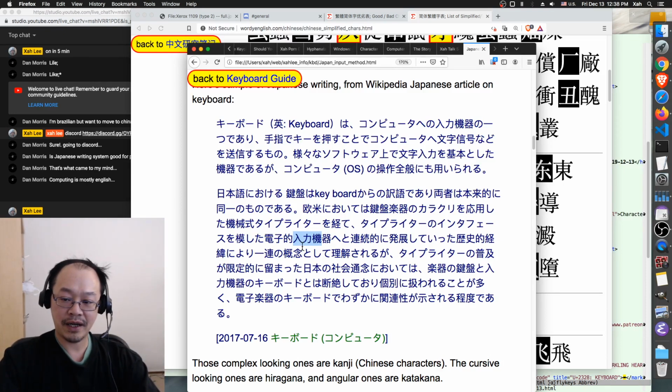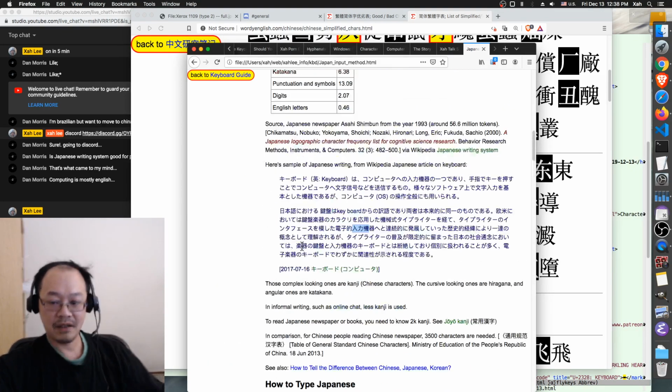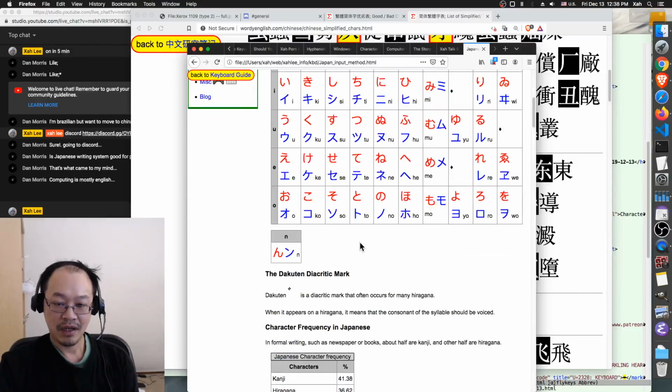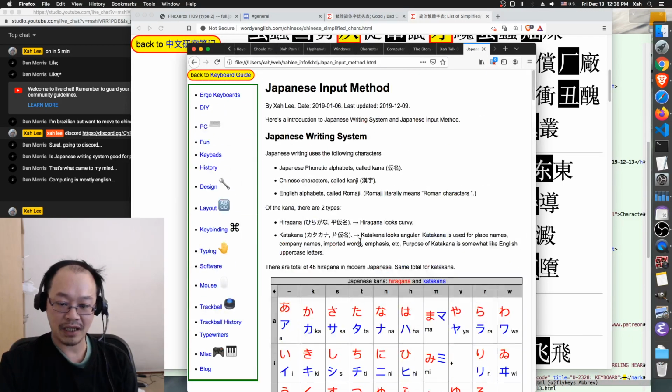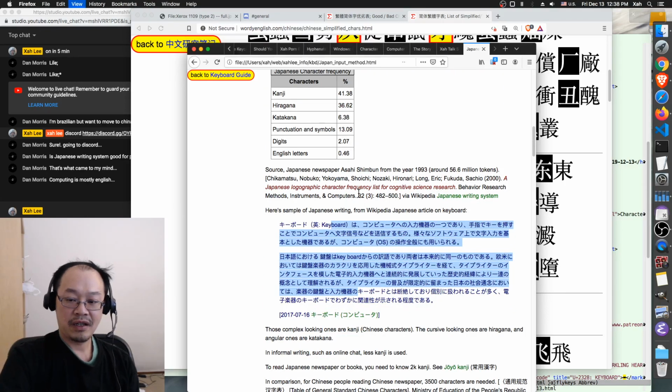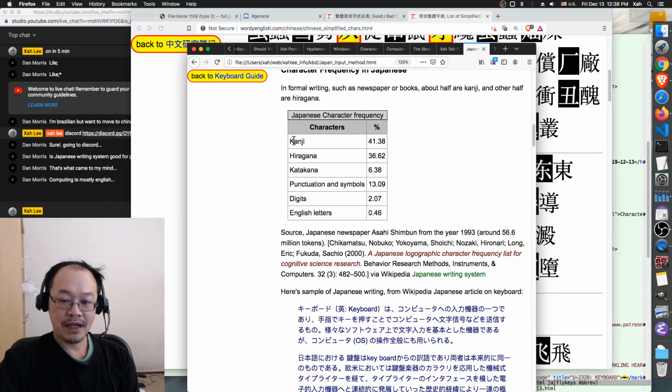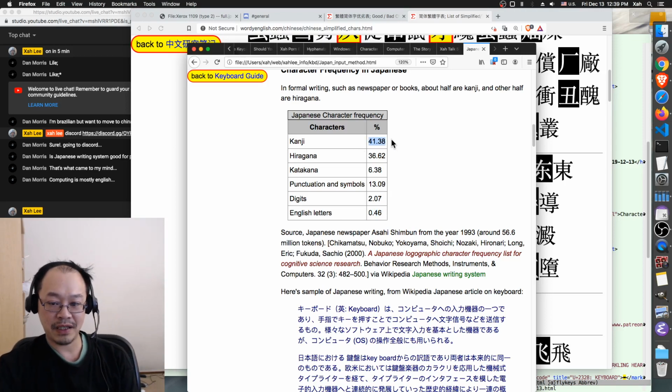So this is an example where the Japanese writing system is actually half Chinese characters today. By statistics of articles, the Chinese characters in Japanese, they call it kanji. In formal text like newspapers, magazines or books, 40% of the characters are kanji, 36% is hiragana, 6% is katakana, and others are punctuation, digits, and English letters. So basically 40% are Chinese characters.